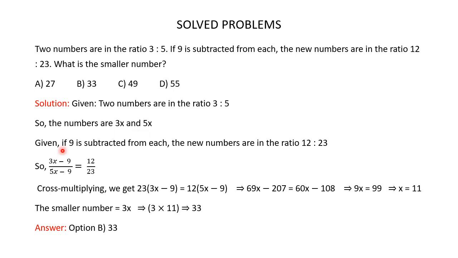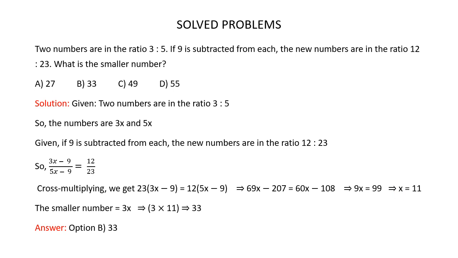It's given that if 9 is subtracted from each, then the new numbers are in the ratio 12:23. This means (3x minus 9) divided by (5x minus 9) is equal to 12 divided by 23. On cross multiplying, we get 23 multiplied by (3x minus 9) is equal to 12 multiplied by (5x minus 9). On solving this, we get x is equal to 11.